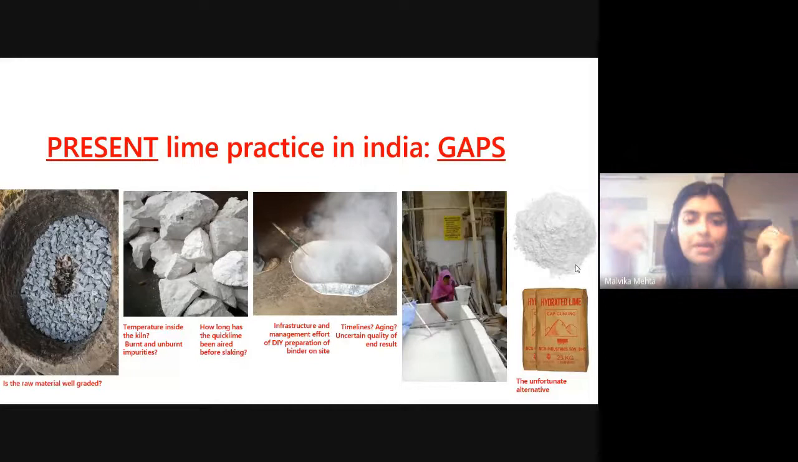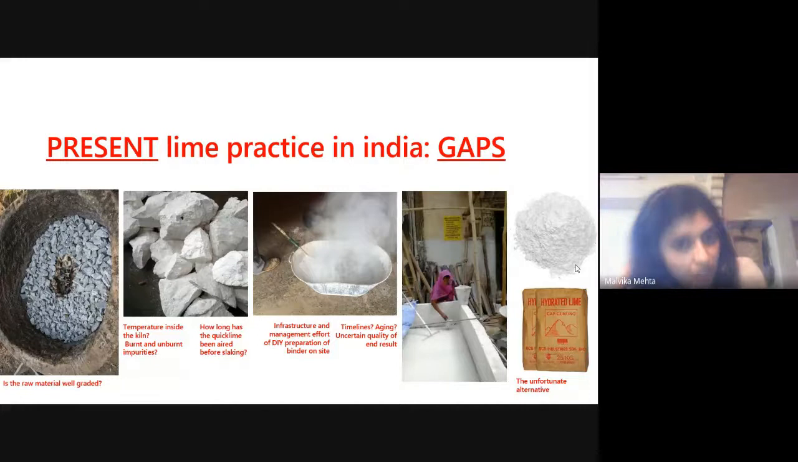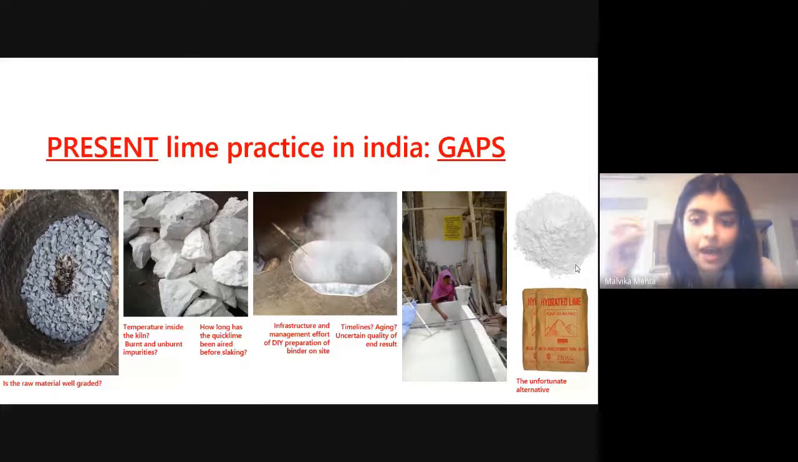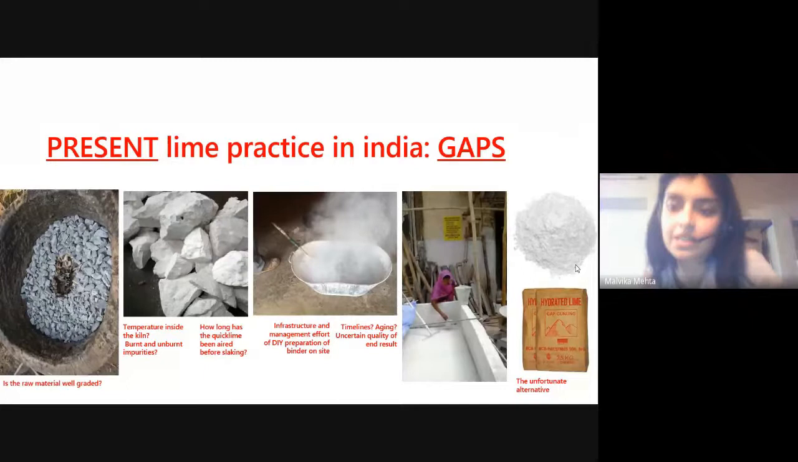How long has this quicklime been sitting in the corner market before it's come to my side? Because as long as it's sitting and catching, it's carbonating from the air, that's breeding impurity into my binder. And immense amount of manual menial work and therefore management work as well was created on site because of all these processing steps that one had to take up on site, also created a huge space hassle.